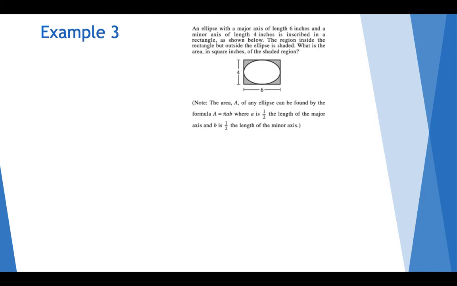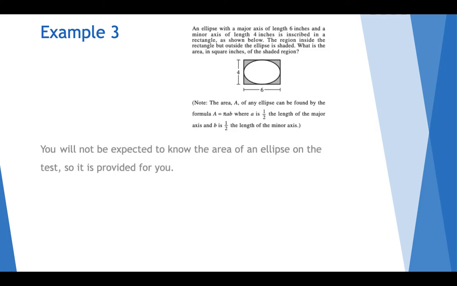Okay. Our next example is a subtractive method, and this was a question that appeared on the ACT recently. An ellipse with a major axis of length 6 inches and a minor axis of length 4 inches is inscribed in a rectangle as shown below. The region inside the rectangle but outside the ellipse is shaded. What is the area in square inches of the shaded region? Now, the ACT is not asking you to memorize the area of an ellipse, which is why it's provided here for you. So let's start by finding the area of the outside rectangle.